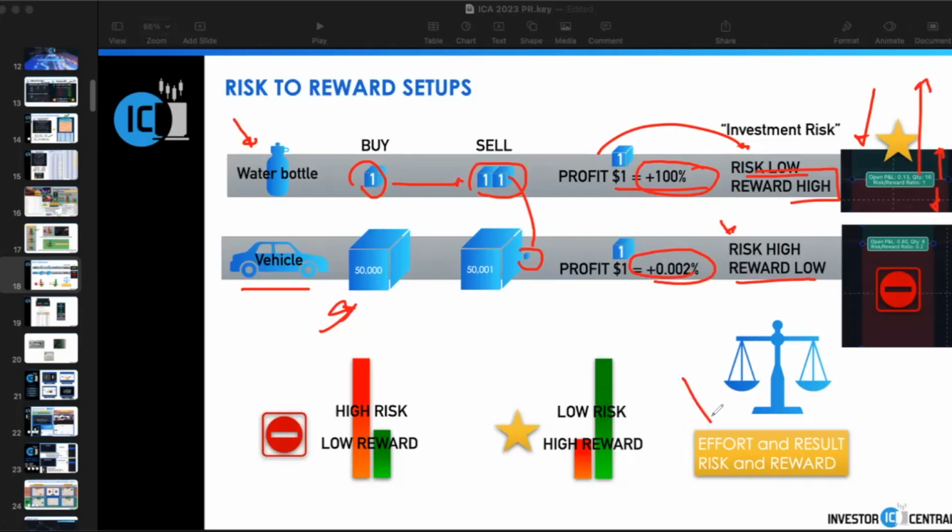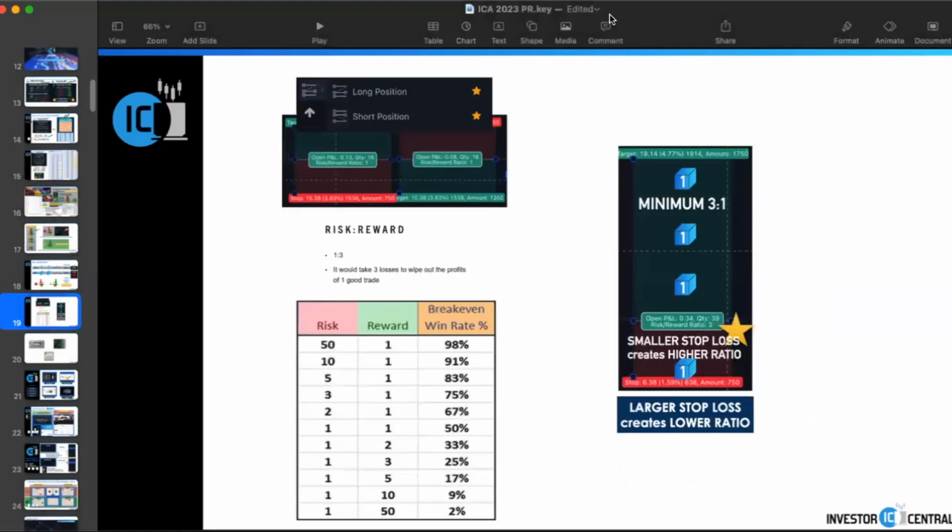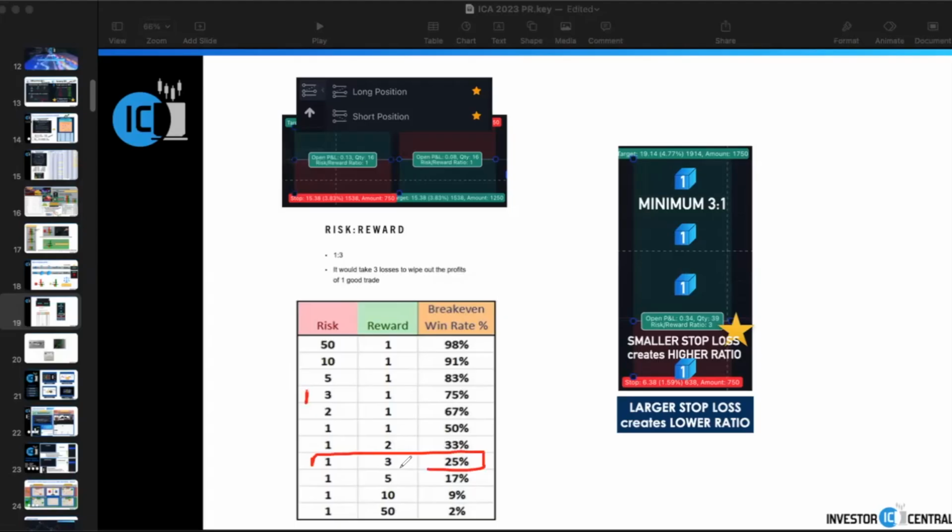Okay, we're going to balance out that risk and reward and effort. And so ultimately we're looking for at the least this 3 to 1, where we have 3 units of profitability for every 1 unit of risk.